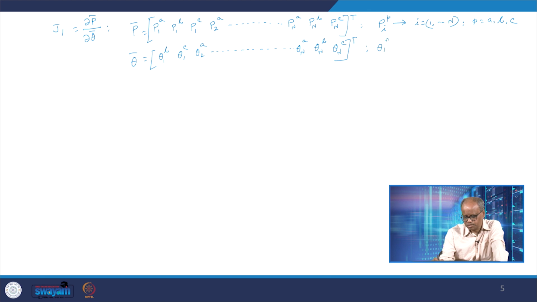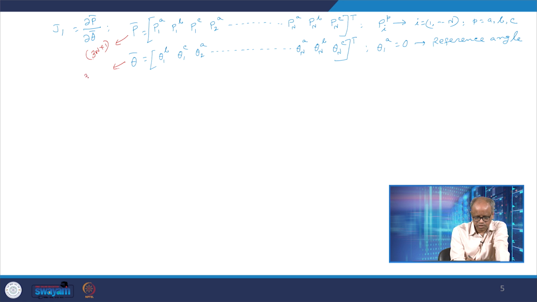Theta 1a is taken to be 0, that is the reference bus. So this is the reference angle. As a result we really need not solve for it. Therefore the unknown angle vector will contain these quantities. And because of this, we have already seen that this is 3n cross 1 and this is 3n minus 1 cross 1. There are 3n, but only one is missing, so 3n minus 1 cross 1.